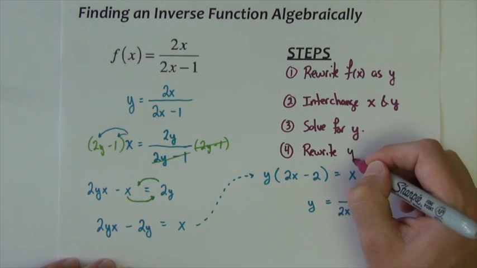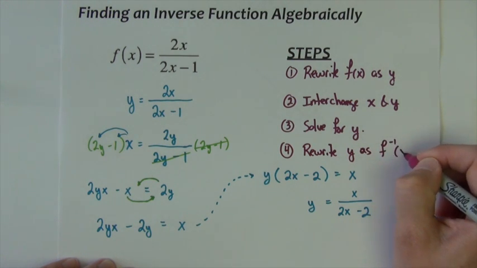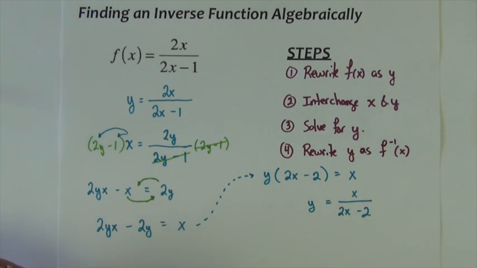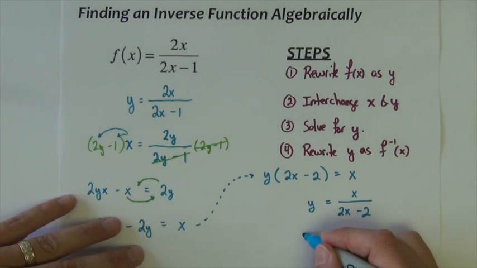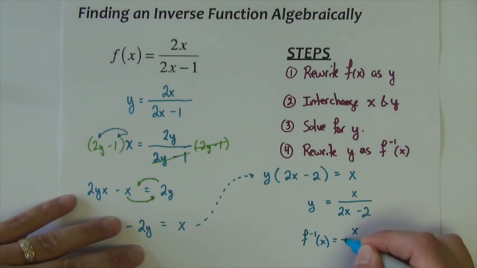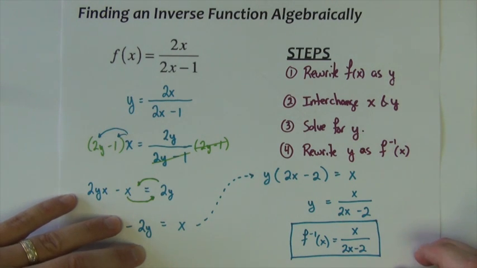I'm going to rewrite the y as f inverse x. That negative 1 exponent is the notation that we commonly use, or universally use, to represent inverse. So I rewrite this as f inverse of x equals x divided by 2x minus 2. There's how we find our inverse function.